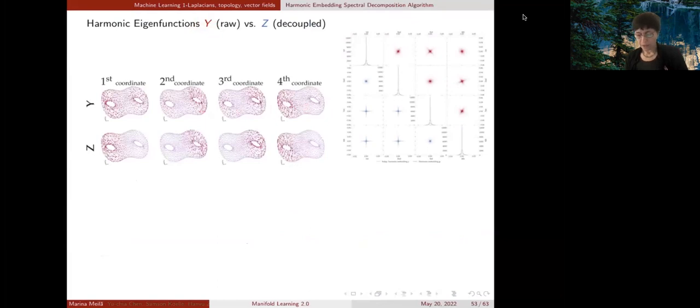Now, if we plot the edges, there are 4 eigenvectors because this is a gluing of 2 tori. If we plot eigenvectors, the pairs of edges in this space, which is called the homology embedding, we get these red figures. However, if we find the correct rotation, then we see that each of these coordinates is supported on only one component.